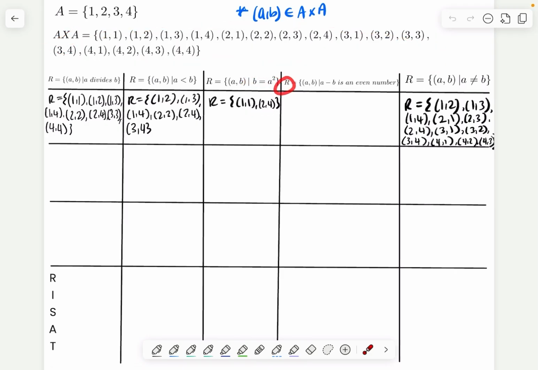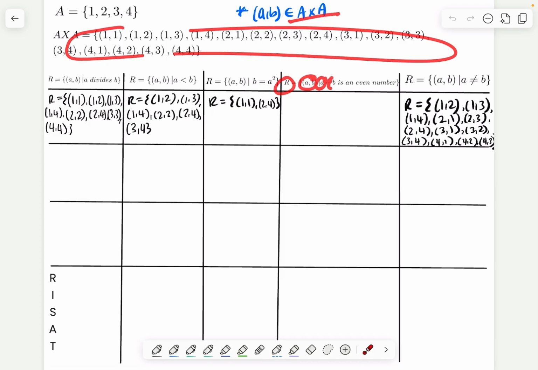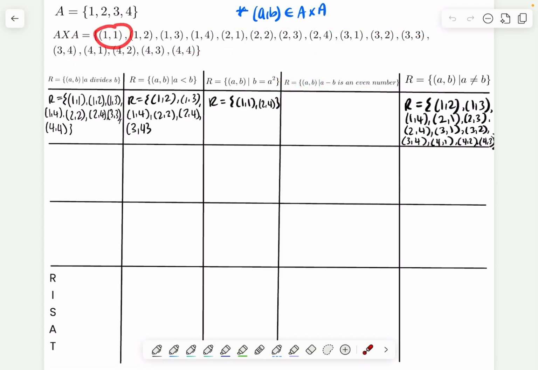And finally, this set is going to contain all of the ordered pairs in this set such that A minus B is an even number. So let's start with the first one. This is A, this is B. Is A minus B even? Is 1 minus 1 even? Well, 0 is even. Remember that the definition of an even number S is that you have some integer K, and if you multiply by 2, you get S. So if 0 is even, then 2 times some integer must give me 0, and that integer could be 0, so yes, 0 is even.